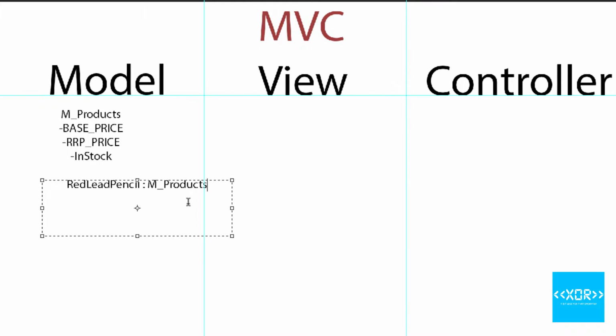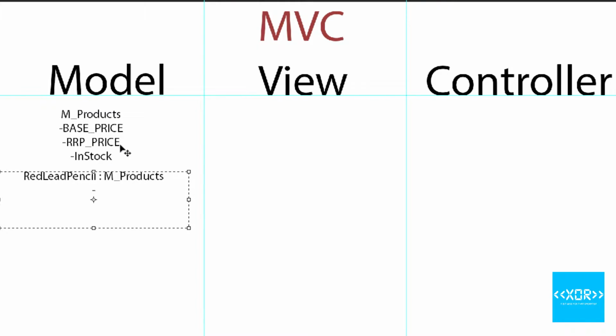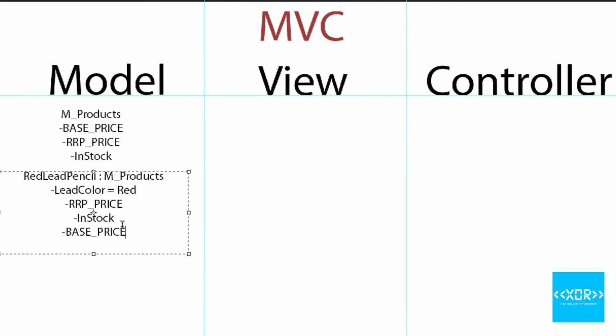And I'll try and make this just a little bit bigger so it's all on the one line. Let me just quickly move this up here for you guys. Alright, so, cool. So a red lead pencil might have a property of lead color, and it might be equal to red. It might have a default of red, and there will still be our RRP_price, and it'll be in stock, and it will have a base price. You guys can't see this, but I'll move it down in a second. Okay, so let me better explain this, because I don't explain things well while I'm typing.